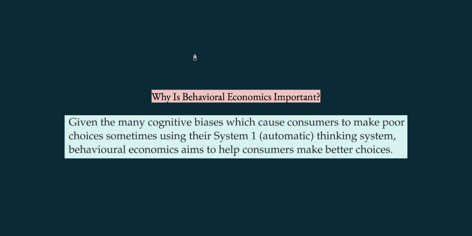So everything that we just looked at was an example of behavioral economics. But why is behavioral economics so important? Well, given the many cognitive biases which cause consumers to make poor choices, sometimes using their System 1 automatic thinking system, behavioral economists, which is a specific area of economics, by the way, aim to help consumers make better choices. So essentially, it's the idea that overall, economists want to help people make perfect choices and help people become economists in the sense that they perfectly fit the rational consumer model so that they can make better choices for themselves and for producers and other agents in the economy as well.